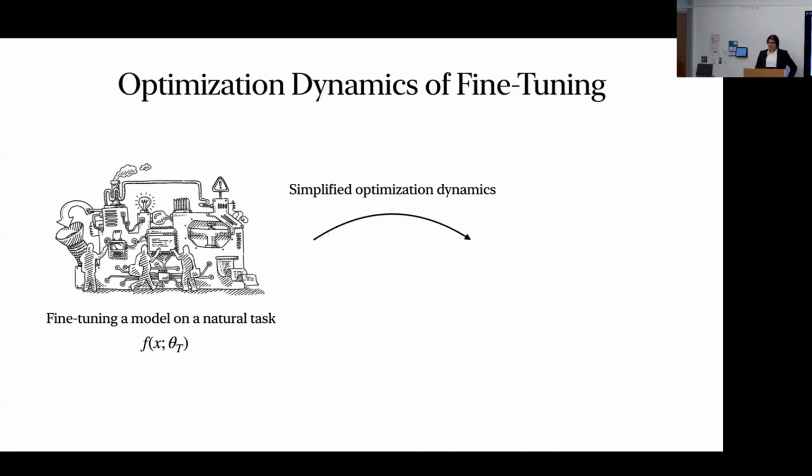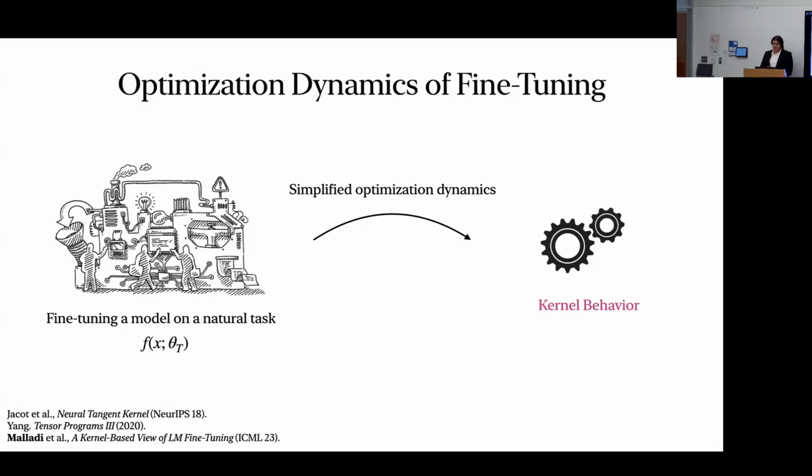In order to construct our theoretical description, we'll make some simplified optimization dynamics. In particular, we're going to be interested in this idea called kernel behavior. This was an older idea that came from 2018, where people suggested that training actually corresponds to kernel regression, and you have this sort of one-to-one correspondence between these things. So you could be training a huge convoluted neural network like a language model, and that could look like kernel regression under some very simplified assumptions.